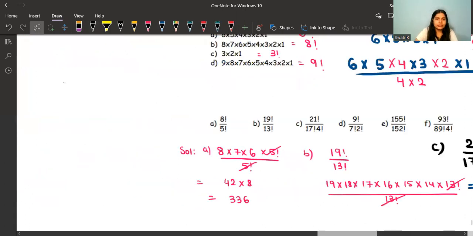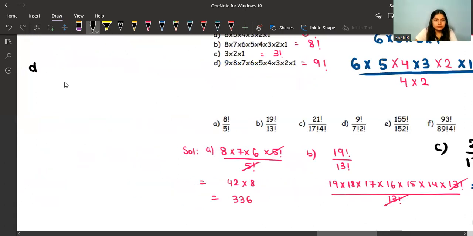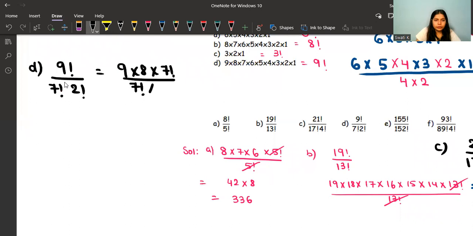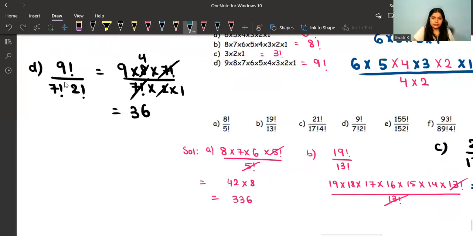So the fourth question is 9 factorial divided by 7 factorial times 2 factorial. Simple. 9 into 8 into, of course, 7 factorial will stop, and here it is 7 factorial only, and 2 factorial will become 2 into 1. 7 factorial will get cancelled, and this will become 2 times 4, 8, and the answer is 9 times 4, 36. That's the answer. Okay, now we can go to the next one, and that is question number 5, that is E.